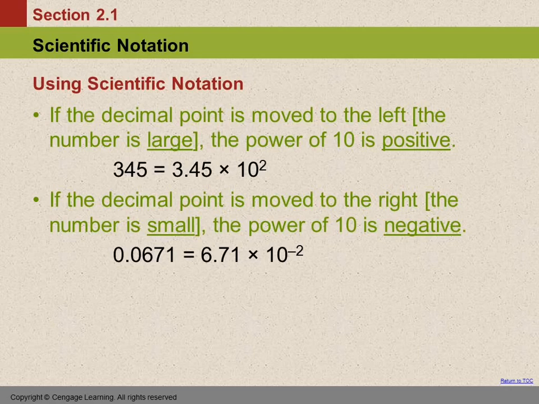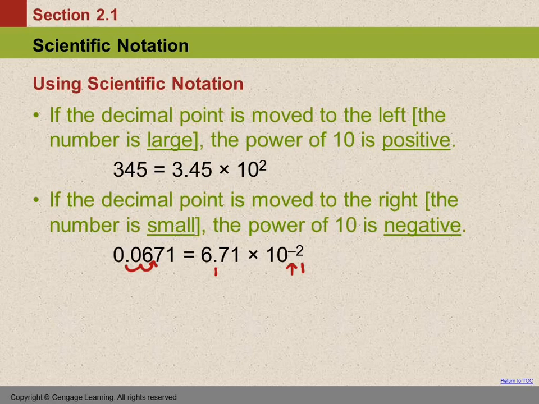Forgot to push the button. We're going to take it from here. We're going to move it 1, 2 places. We put it after the first non-zero digit. So we've got 6.74 times 10. We moved it 2 places, and now it's a negative because this was a small number.